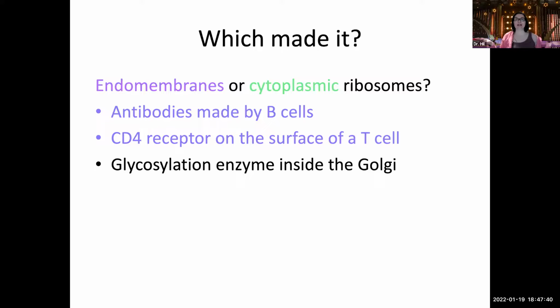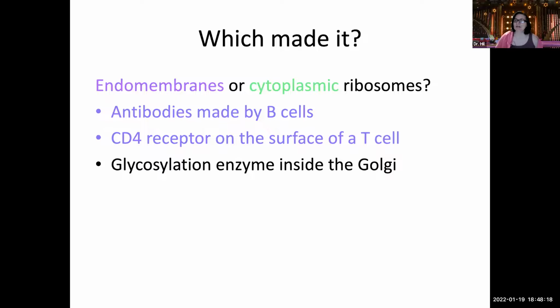Okay, you're inside the Golgi. You have to glycosylate a bunch of things that are going outside. The enzyme that's inside the Golgi, how did it get there? Was it made by the endomembrane system or by a cytoplasmic ribosome? Great. Okay, so most of you are guessing cytoplasmic ribosome, and you're wrong, but don't feel bad because that's what I would have guessed too.